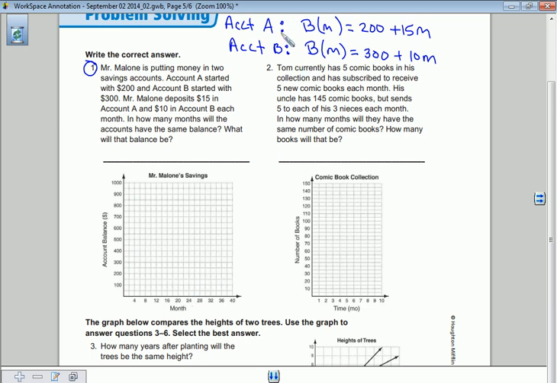So let's graph this first one together for account A. We're obviously going to start at 200, because that's our starting point. Now, our slope is 15. But here we're counting by 50, and here we're counting by 2s. The second tick mark is labeled 4, right? So wouldn't each tick mark be considered 2? Okay. All right.